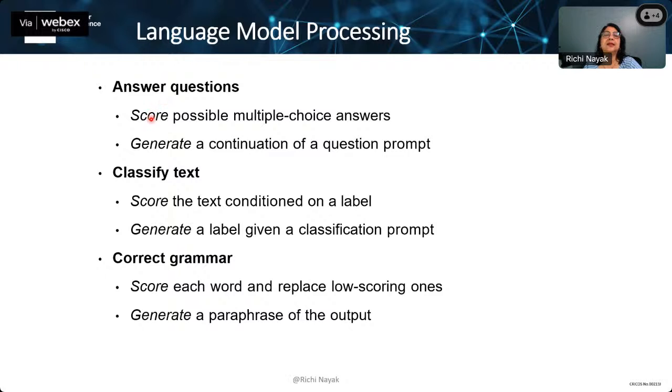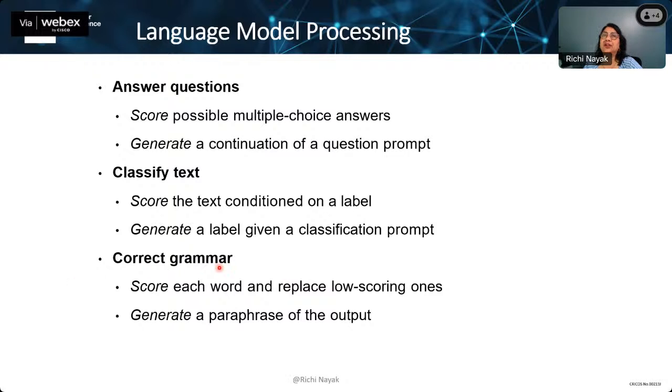So in a question answer system, you get multiple answers, you score and get the best one, generating a continuation of a question prompt. If you want to classify the text, you score the text conditioned on a label, and then generate a label given a classification prompt. So you can see during training, the system is trained to do the scoring, and during inferencing, the system is trained to generate whatever answer we want.